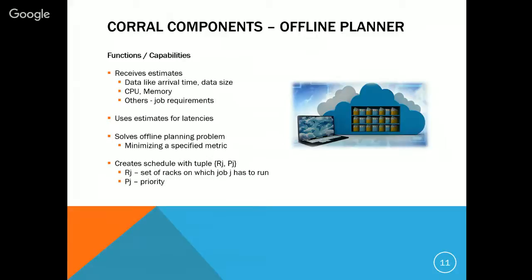It creates a schedule consisting of a tuple, which is a key-value pair, mathematically defined as R_j and P_j. What is R_j and P_j? R_j is defined as a set of racks on which job j has to run, and P_j is the priority of the job.